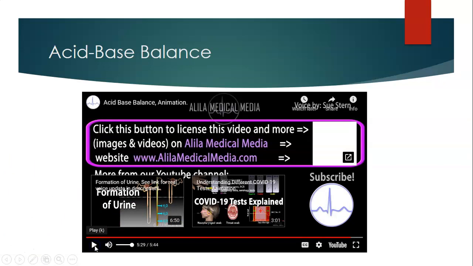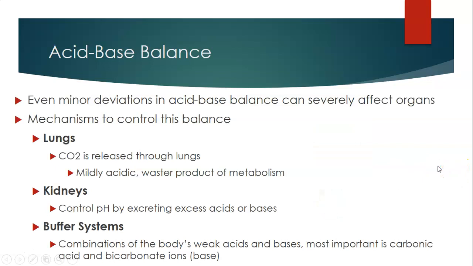Clear as mud, right? Acid-base balance. What I want you to understand from this is that the body's balance between acidity and alkalinity is called the acid-base balance. It is precisely controlled by the body because even a minor deviation in acid-base balance can severely affect many organs. Mechanisms to control acid-base balance can be divided into three. We have the lungs, the kidneys, and the buffer systems.